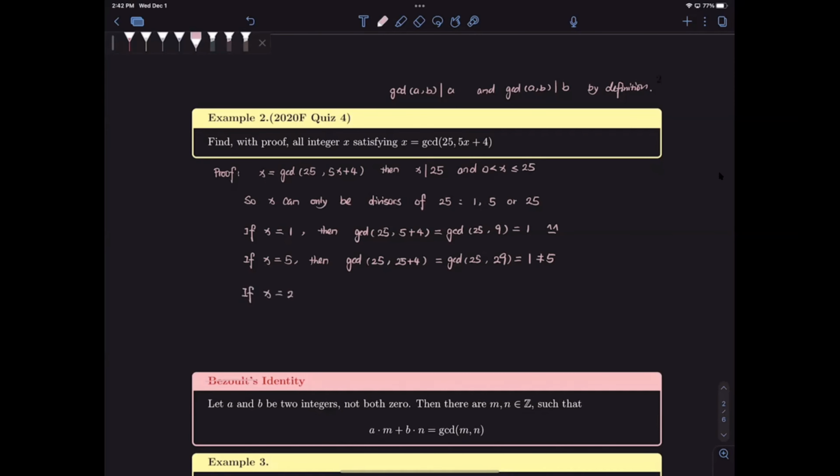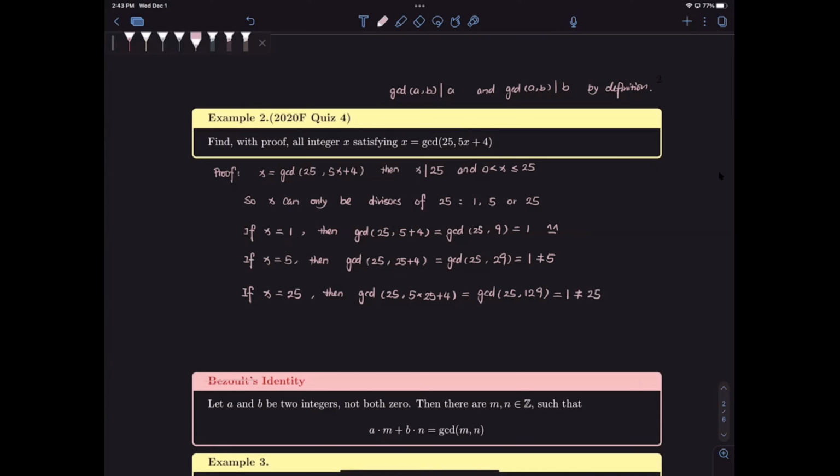If x equals 25, then GCD of 25 and then 5 times 25 is 125 plus 4 is 129. Sorry, I should show all my work. Otherwise, if you don't show your work, we might deduct more from you. Don't cry if they deduct more from you. What is the GCD of this? Anyone? 1? Which is also not 25.